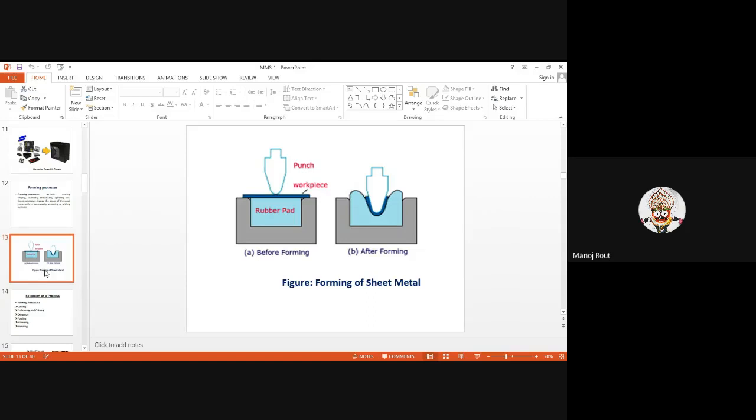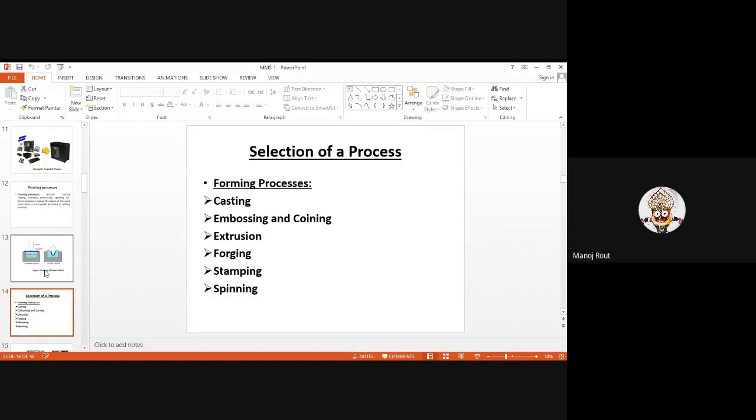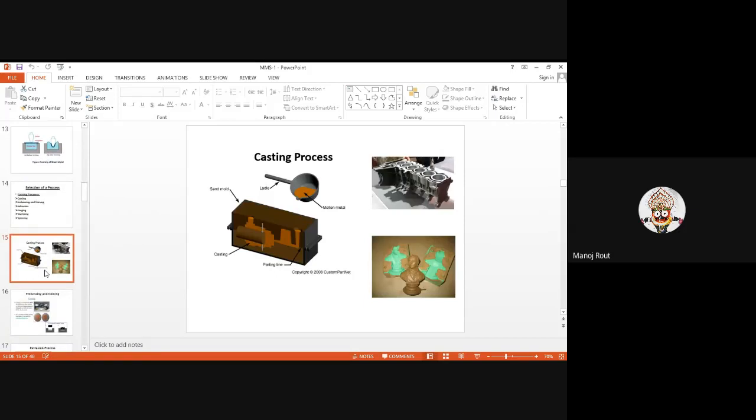So these are the different processes. The forming process basically includes casting, embossing and coining, and extrusion. The next ones are forging, stamping, and finishing. So we just go one by one. Casting is a very traditional process.